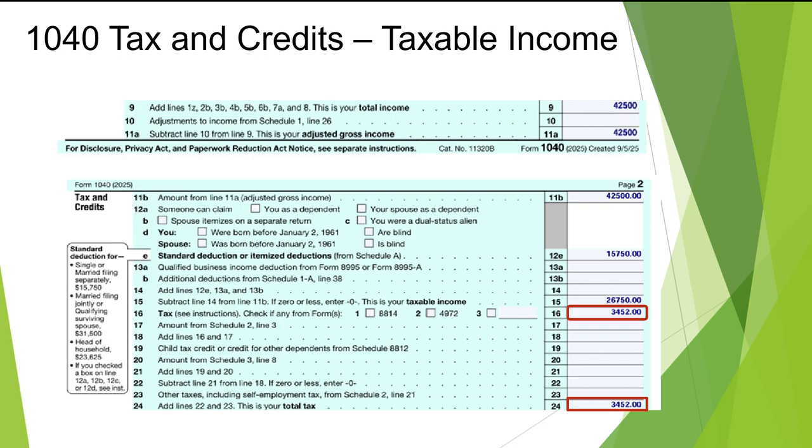So he's actually going to end up owing because he owes $3,452, regardless of whether or not he has it withheld from his checks during the year or whether or not he pays it all at tax time in April of the subsequent year. He's still going to owe the same amount of tax, which is $3,452, and it's more than he had withheld, so he's not going to get a refund. He is actually going to end up paying.